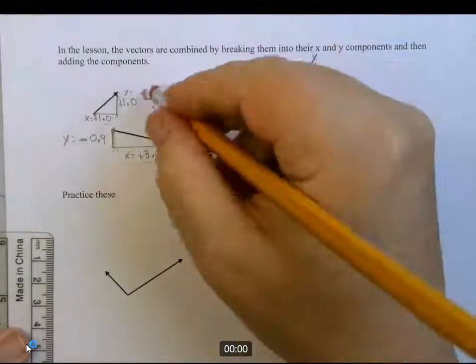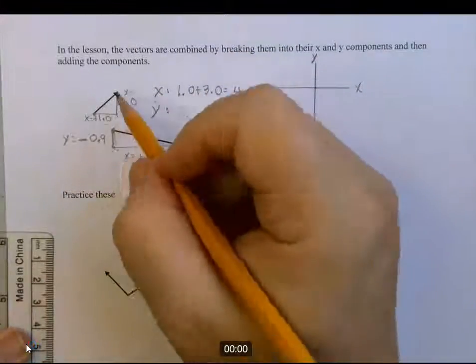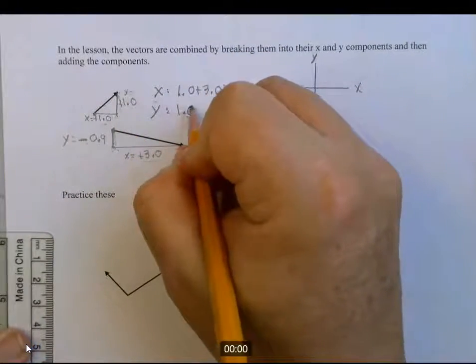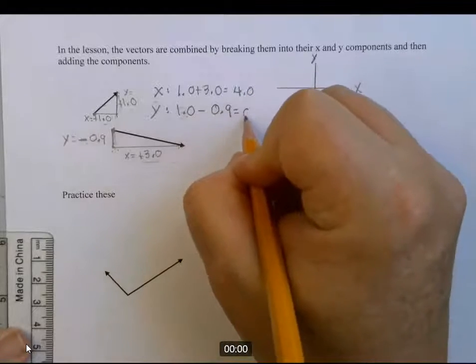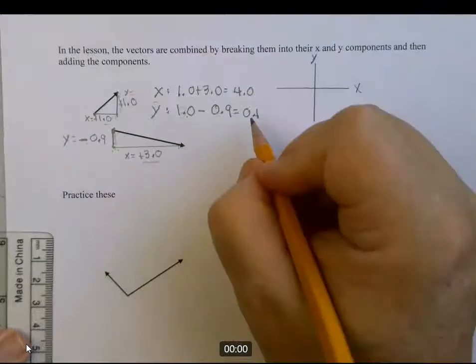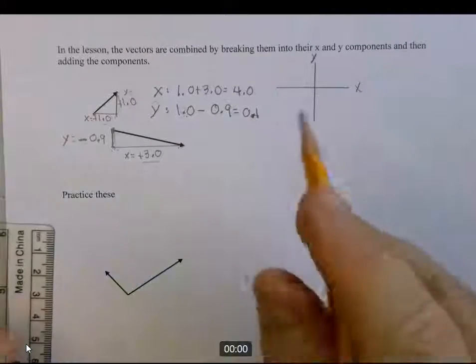Oops, wrong. It's 1.0 up, positive, minus 0.9, and that equals 0.1. Okay? Right there. Okay, so now I have my x and my y.